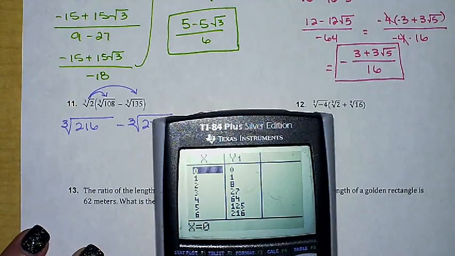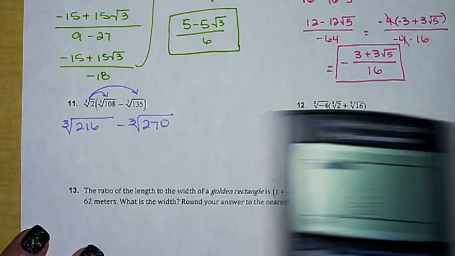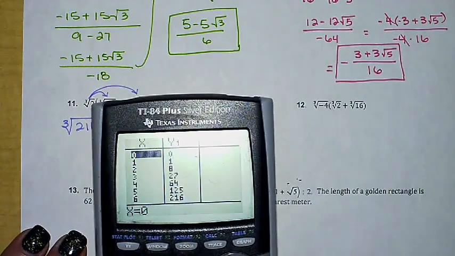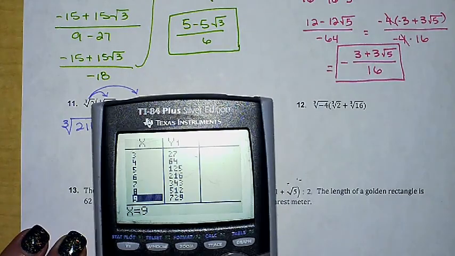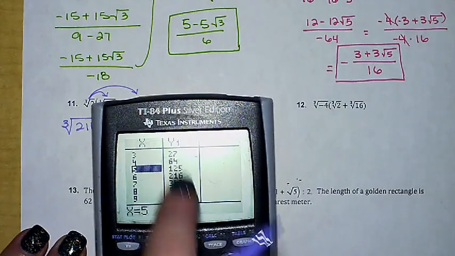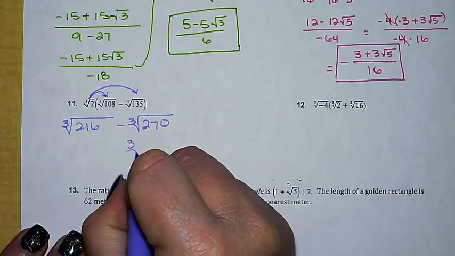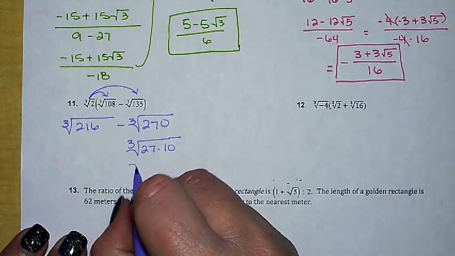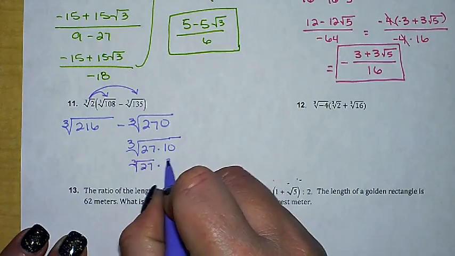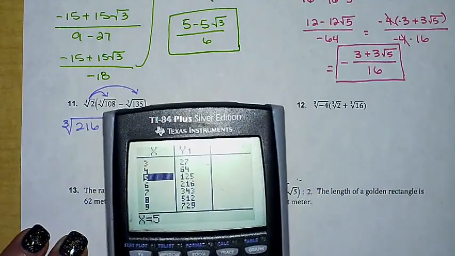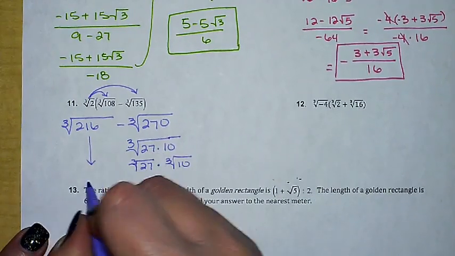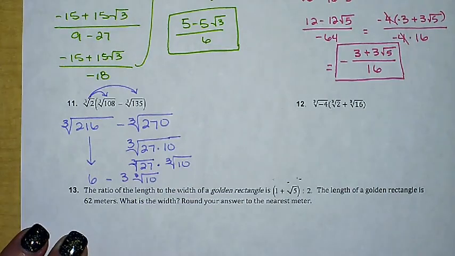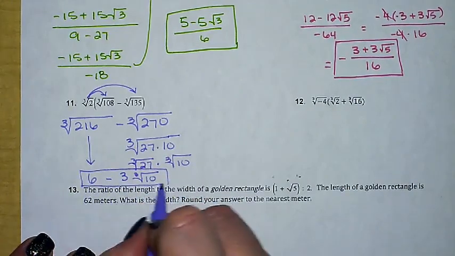Look at that, 216 right there on my list. So the cube root of 216 is 6. So I don't have to do anything with that quite yet. I'm going to check this. It's 270 on my list. No, it is not. But look what is on my list, 27. And I know because of my product property, and the cube root of 27 is 3. So what happens here is this is 6 minus 3 times the cube root of 10. That got a little squished. I apologize.